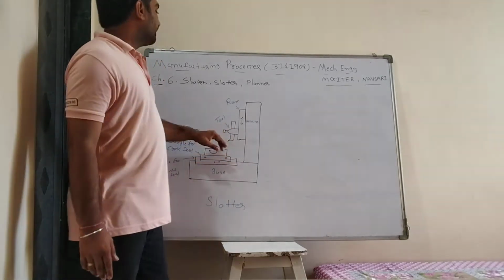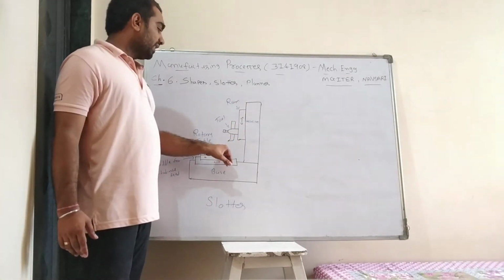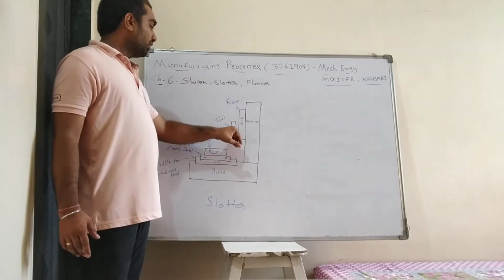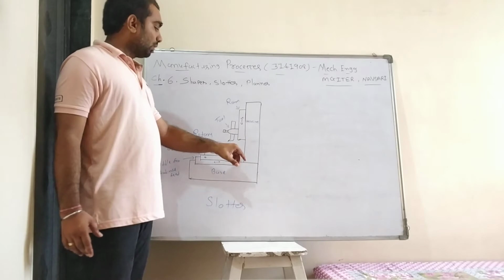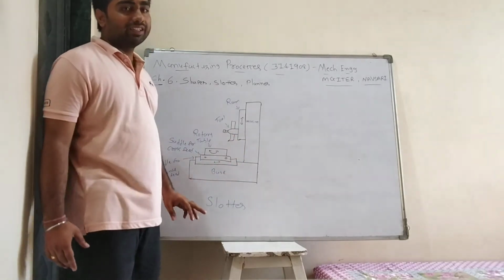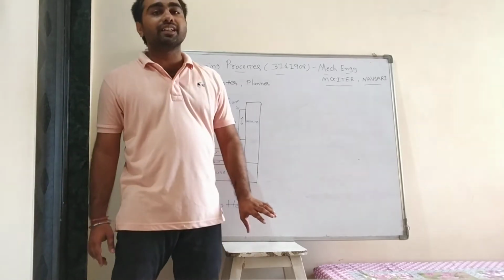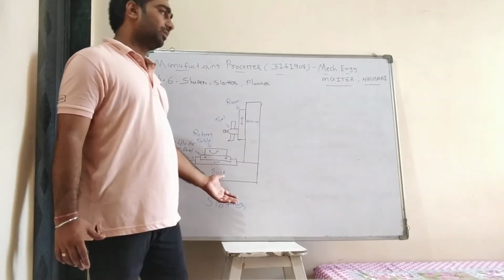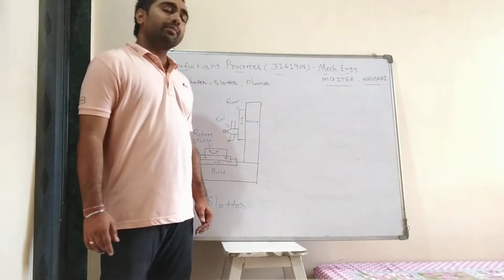Okay, the tool moves up and down with the ram. The workpiece is held here, and the tool moves up and down. So what happens? The tool cuts the material, making a keyway slot. This is the most important operation done in this slotter machine, mostly used for keyway slots. It is also used for gear profiles.